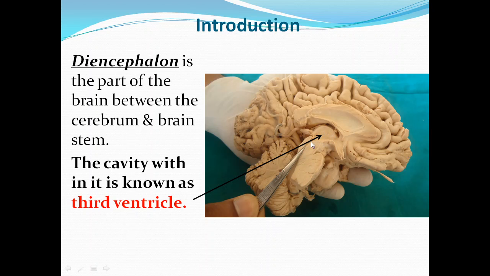The cavity of diencephalon is known as third ventricle. This space or cavity is known as third ventricle. This is known as septum pellucidum, and when we remove this septum pellucidum, there will be the cavity of lateral ventricle. So there are four ventricles present in the cerebrum: two lateral ventricles, one third ventricle and one fourth ventricle. So this area is known as diencephalon. Diencephalon is basically irregular masses of gray matter that lie on either side of the cavity of third ventricle.